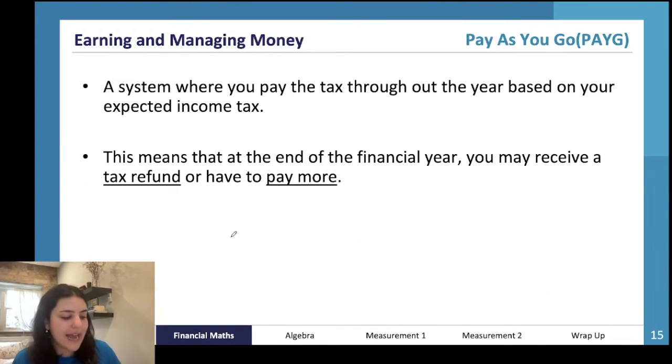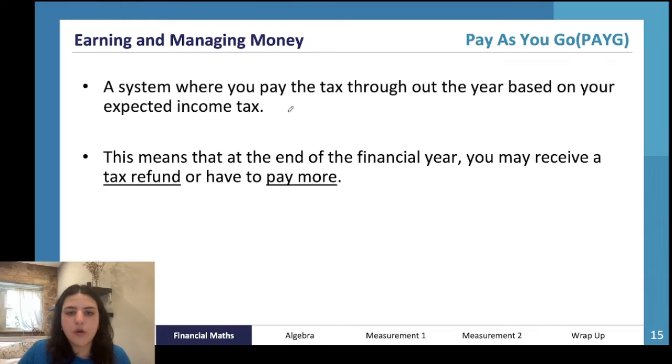Okay, so pay as you go, or PAYG. If you already are working, you might see this on your payslip. It says PAYG tax, and it will tell me how much tax my employers have deducted from those payslips. So this is a system where you pay tax throughout the year based on what the ATO or what your employer thinks you're expected to pay, right?